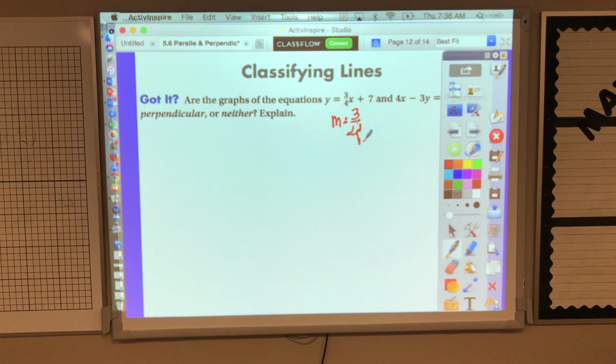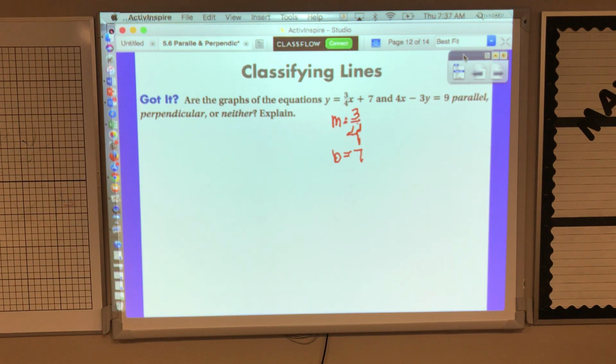Okay, well there's the 4. Okay? And that my y-intercept is 7. Right? But for my second equation, this 4x minus 3y equals 9, I cannot identify my slope or my y-intercept because it's currently in standard form.